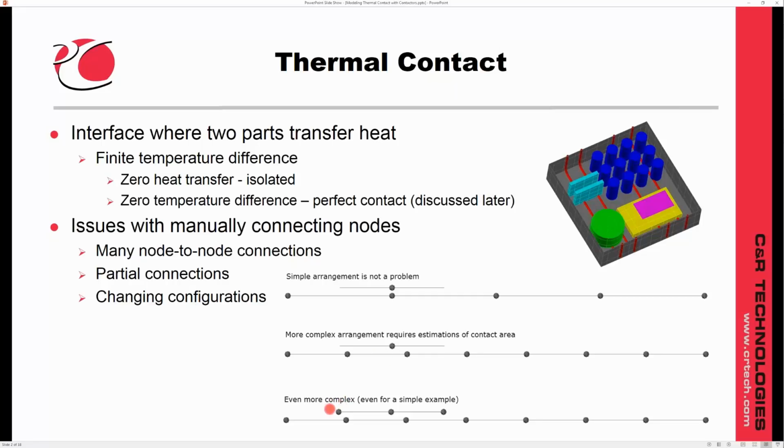So then as we get even more complex, even for this very simple example, it becomes harder to determine by hand which nodes you get connected to. So we might have a little connection here, and if we just go straight across, then we're moving our heat over to the right, where we might actually need to spread it out a little bit side to side. So that's where we come into contactors.